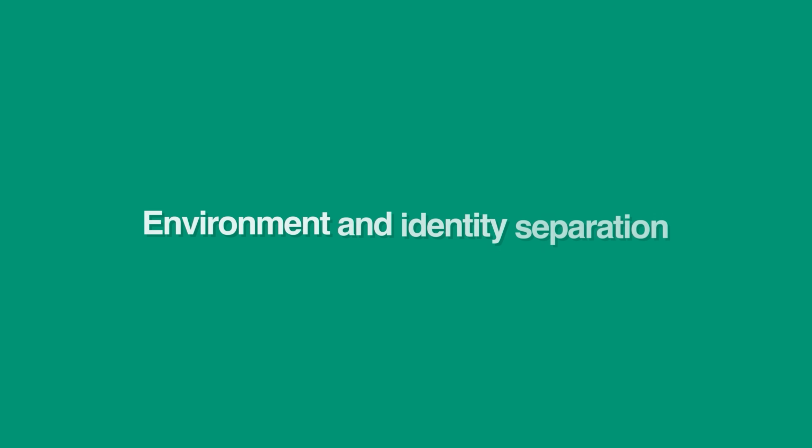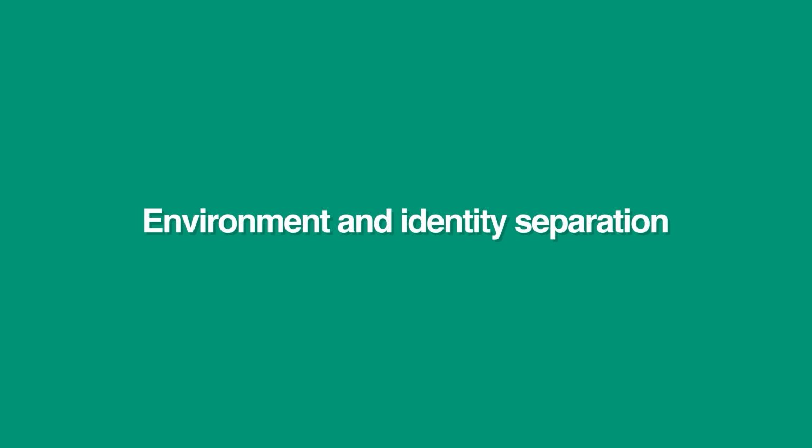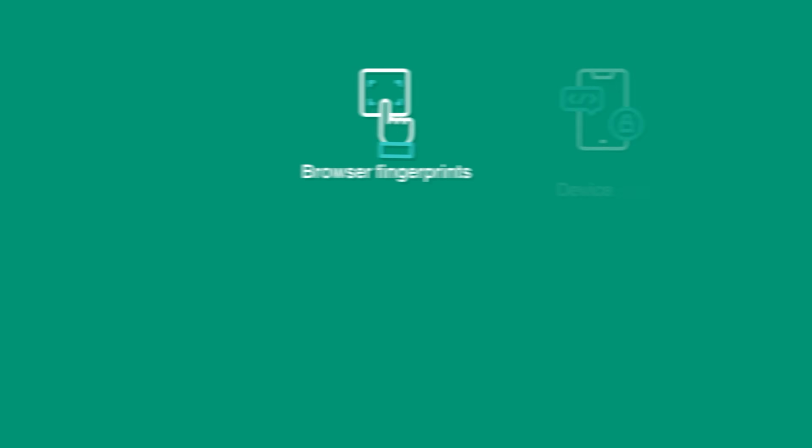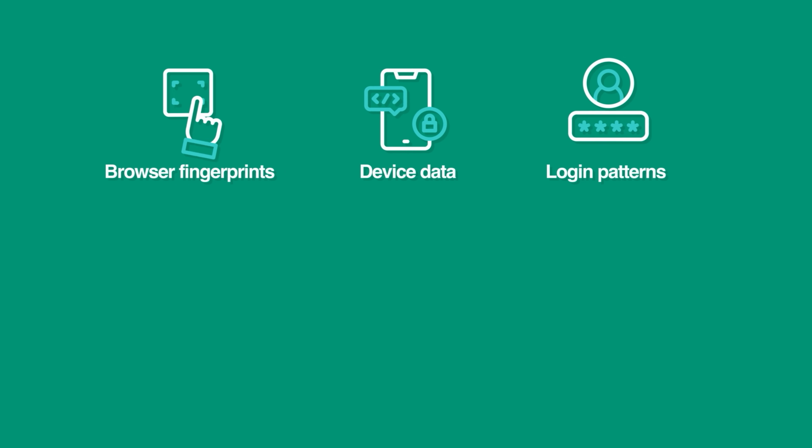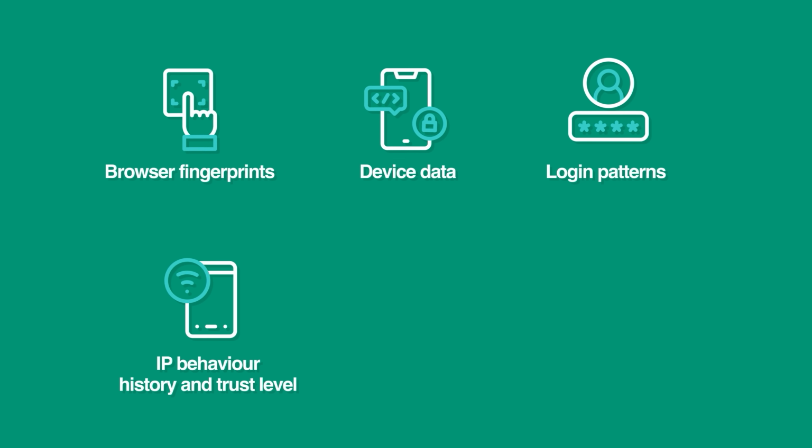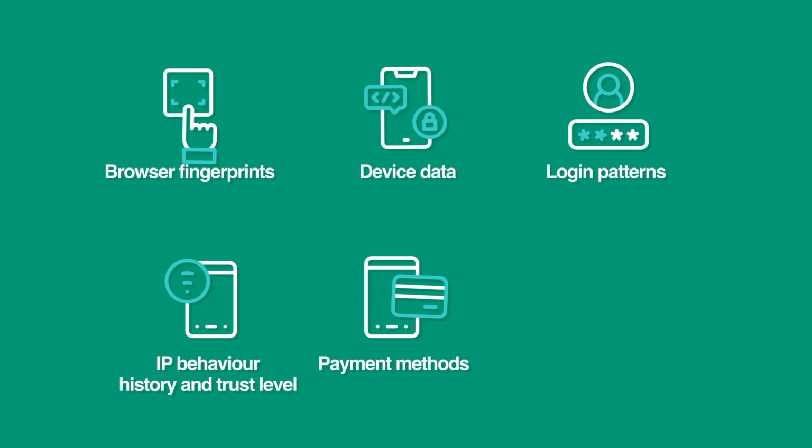But platform structure alone isn't enough. Let's talk about environment and identity separation. Here's something most YouTube gurus don't explain. Google doesn't just evaluate the quality of your ads, it also silently evaluates your digital identity signals. Things like browser fingerprints, device data, login patterns, IP behavior, history and trust level, payment methods, behavior patterns. What do these things mean? Let me give you some real-life cases.